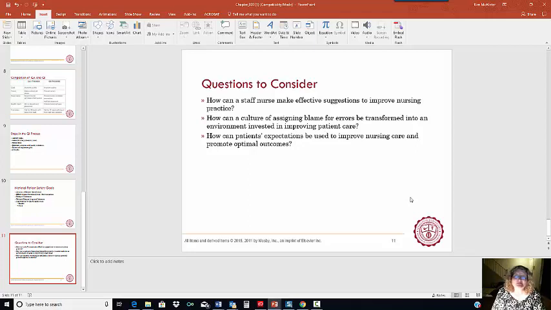Quality improvement and risk management work together to prevent or to reduce harm to patients and improve outcomes in healthcare. Understanding these concepts will benefit you regardless of your role in nursing care.